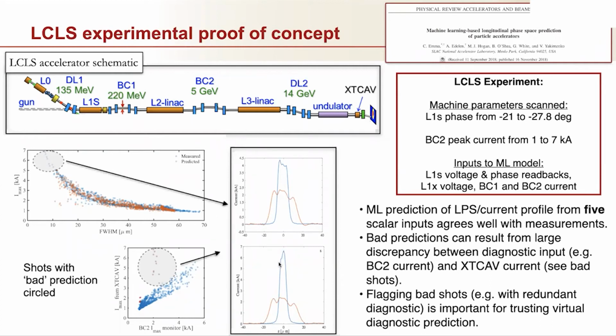And now, because when we're running this virtual diagnostic live online, we actually won't have the TCAV measurement available because we want to send the beam to experiments. We need to be able to somehow flag when these shots are occurring. And doing this is a subject of an ongoing study, and using a different input or a redundant virtual diagnostic is going to be important for trusting the virtual diagnostic prediction. Otherwise, you won't know when you're in this sort of region or when you're in the more linear region where you can trust the prediction.